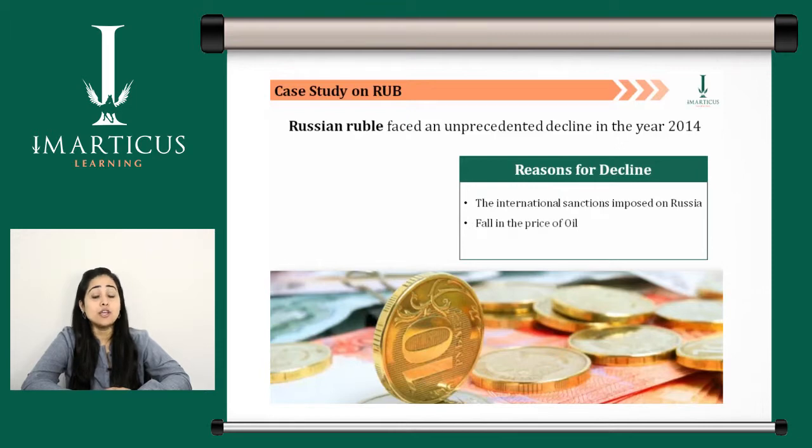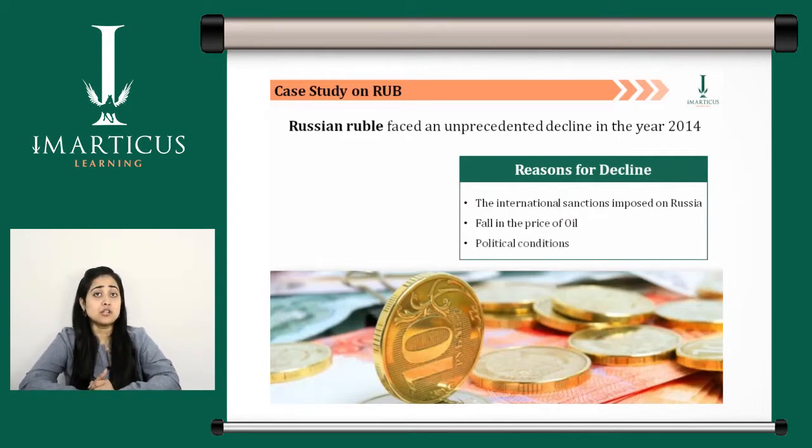Next, we have the fall in the price of oil. Roughly half of Russia's revenue is generated from the sale of oil. When the price of oil fell approximately from $100 to $50, this resulted in a massive blow to the Russian economy, which was already reeling from sanctions imposed on it.